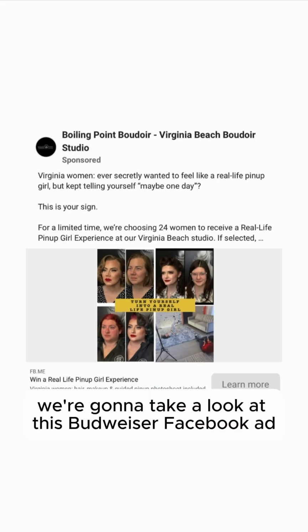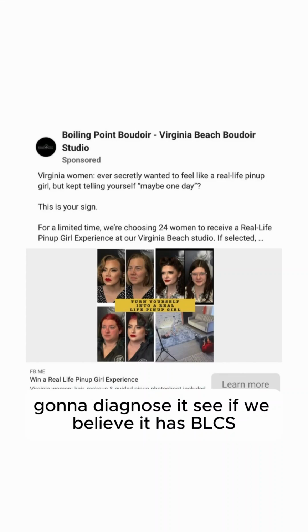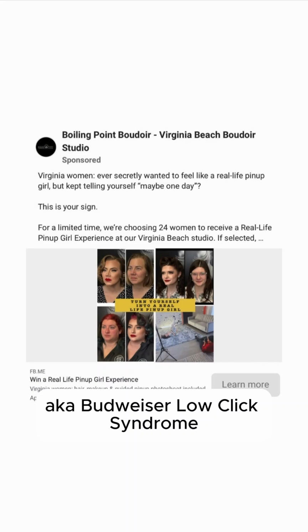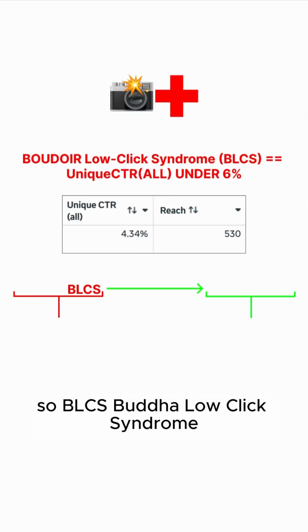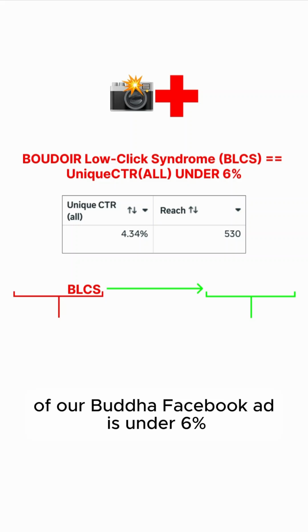All right, y'all, we're going to take a look at this Boudoir Facebook ad. We're going to diagnose it, see if we believe it has BLCS, aka Boudoir low click syndrome. So BLCS, Boudoir low click syndrome, is when the unique CTR of our Boudoir Facebook ad is under 6%.